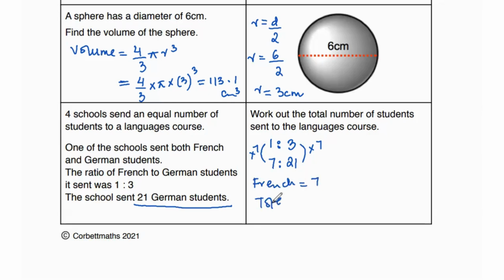So the total would be 21 plus 7, which is 28. Once again, this is the number of students for this school. Now they're saying 4 schools sent an equal number of students, which means the other 3 schools also sent 28 students. So the total would be 28 times 4, which is going to be 112. That's the total number of students sent to the language course.